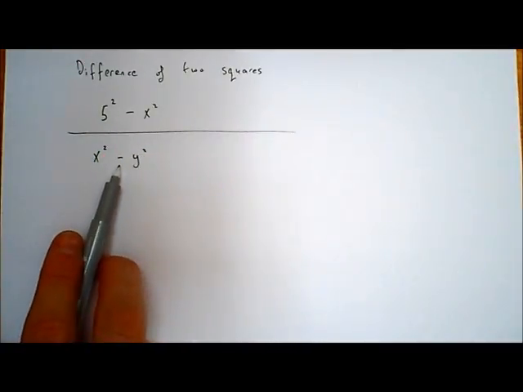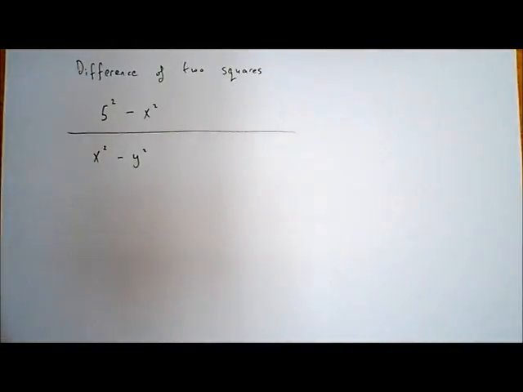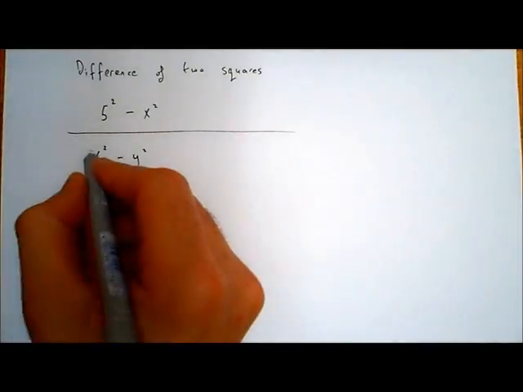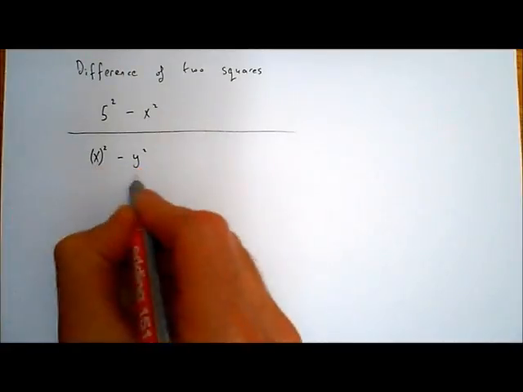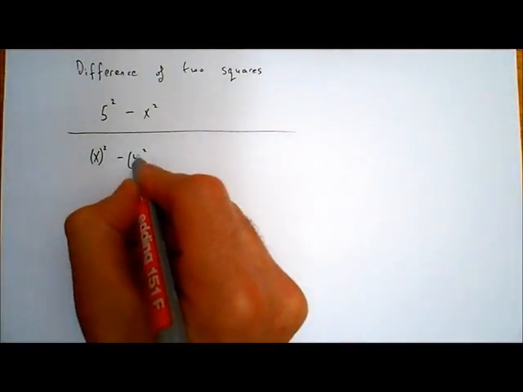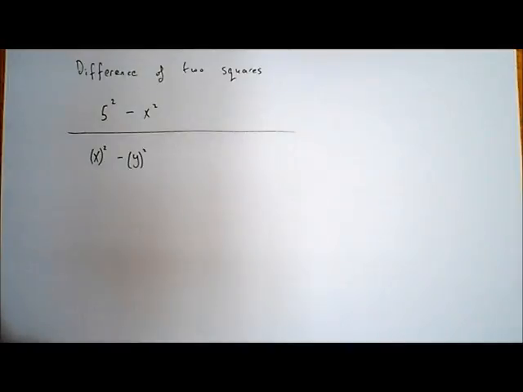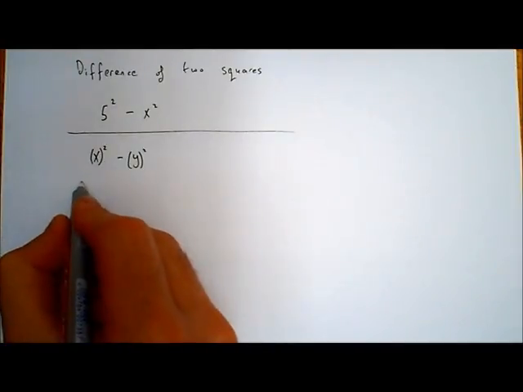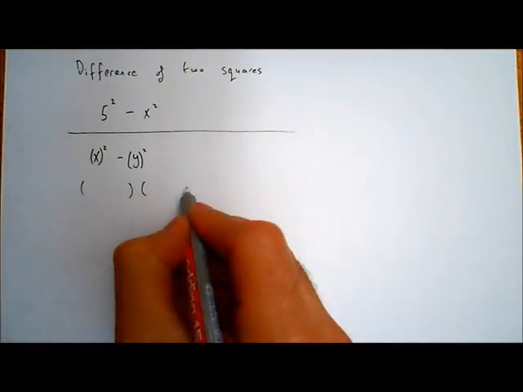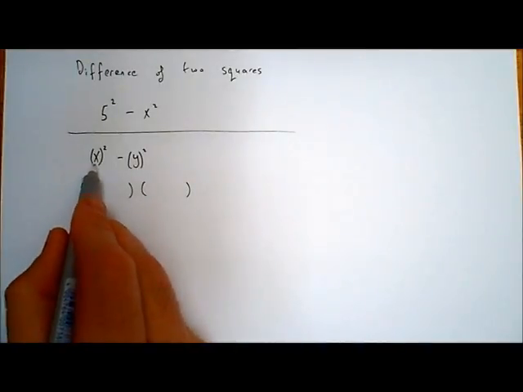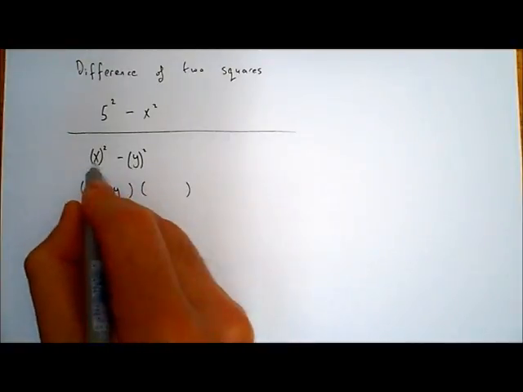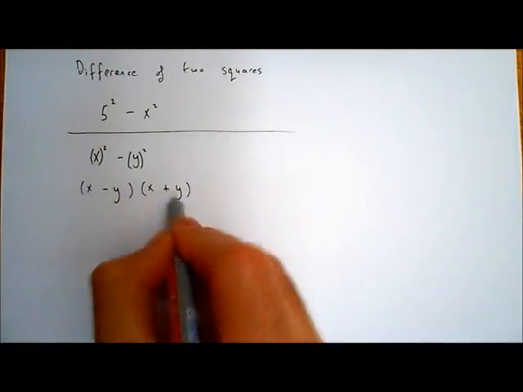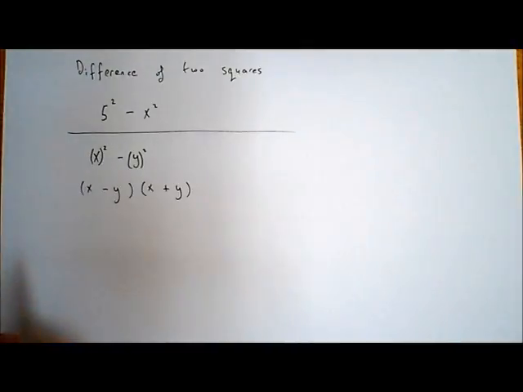So at the moment it's a difference. Factorizing means writing as a product. I'm going to show you how to do that. The first thing I want you to do, just to make it a little bit easier, is put these things in brackets. Whatever the first thing is squared, put that in brackets, and whatever the second thing is squared, put that in brackets. And now it's just going to be the first thing minus the second thing, multiplied by the first thing plus the second thing. So the first thing was x, the second thing was y in this case.